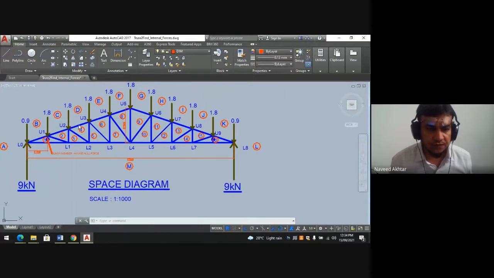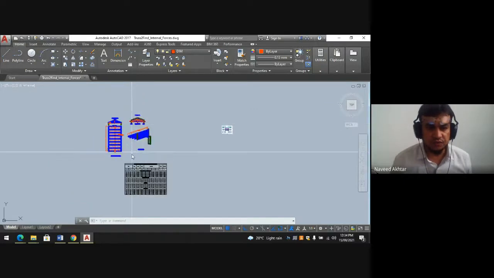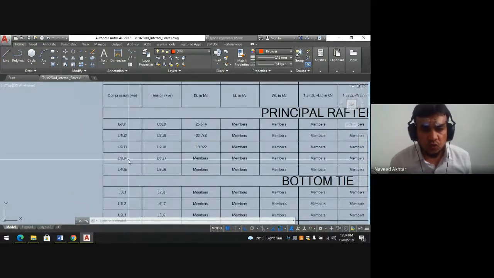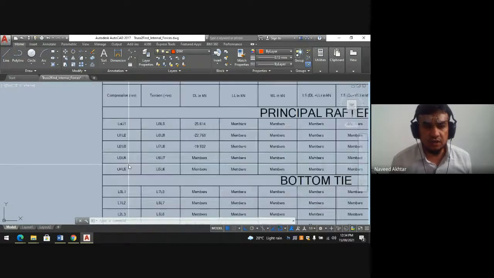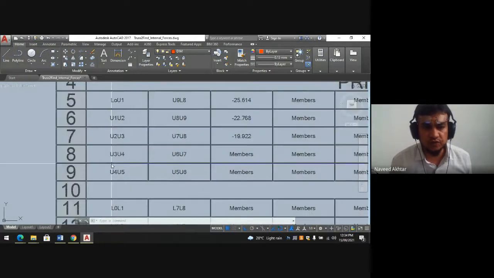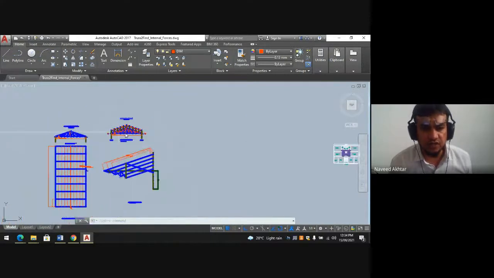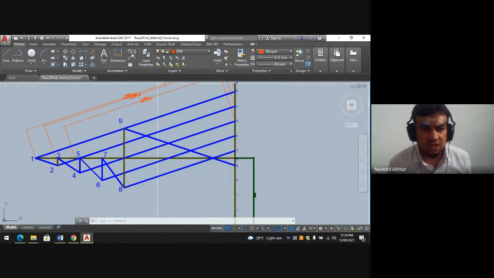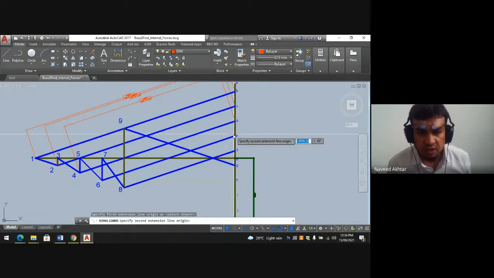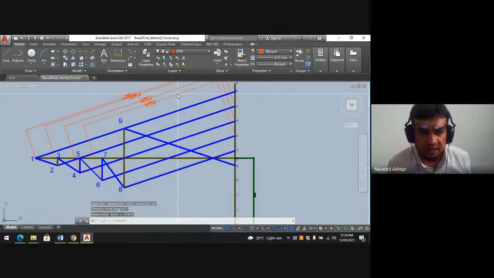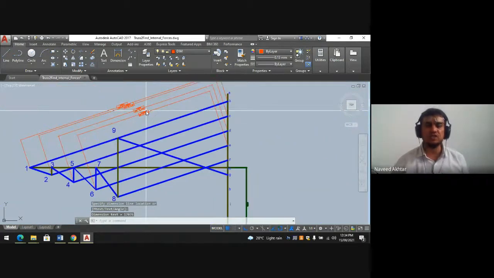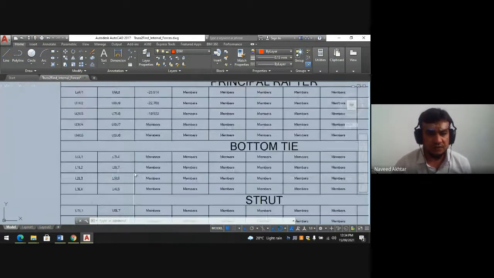U3 U4 is not D to 4, sorry, E to 6, I think so. This is the U3 U4 member, E to 6. I will go for E to 6. Where is 6? This is 6 and this is E. I will measure this distance E to 6. Convert with scale, it is coming 17.076.